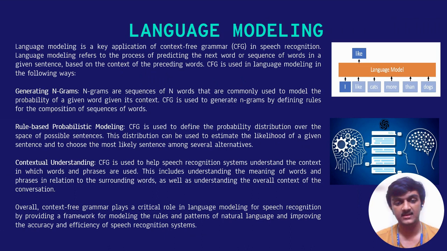Language modeling. So what is language modeling? Language modeling refers to the process of predicting the next word or sequence of words in a given sentence based on the context of preceding words. There are several aspects which determine language modeling. Generating n-grams. N-grams are sequences of n words that are commonly used to model the probability of a given word in its given context. Rule-based probability modeling is another aspect where CFG is used to define the probability distribution over the space of possible sentences.